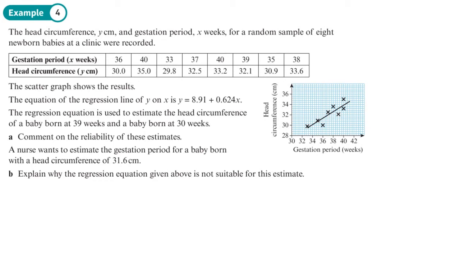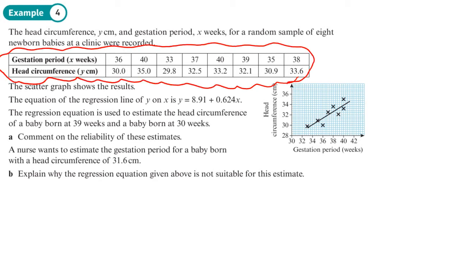Right, the head circumference y and the gestation period x weeks for a random sample of 8 newborn babies at a clinic were recorded, and they're all here in this table, and they've been plotted for us here in the scatter graph. It says the equation of the regression line, basically line of best fit, is this. The regression equation is used to estimate the head circumference of a baby born at 39 weeks and one born at 30 weeks. Comment on the reliability of these estimates.